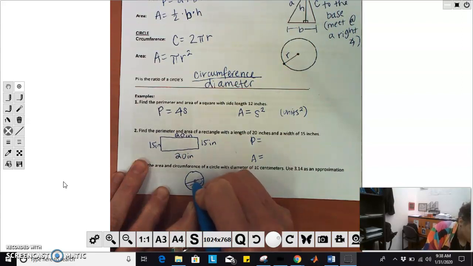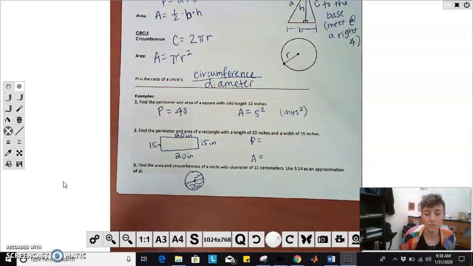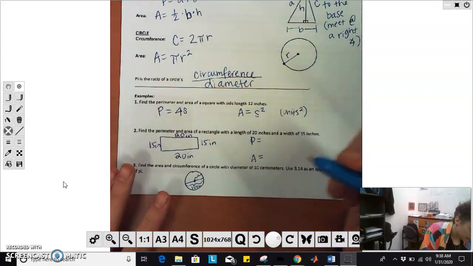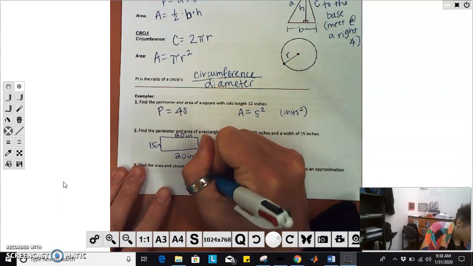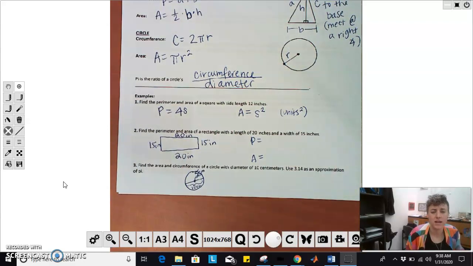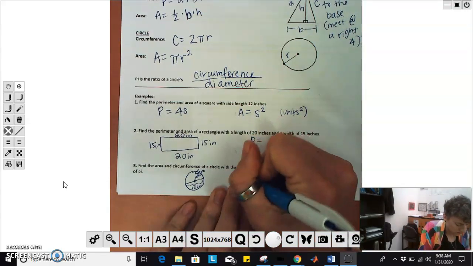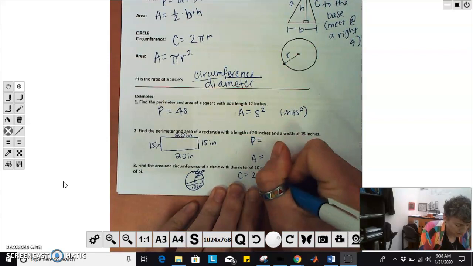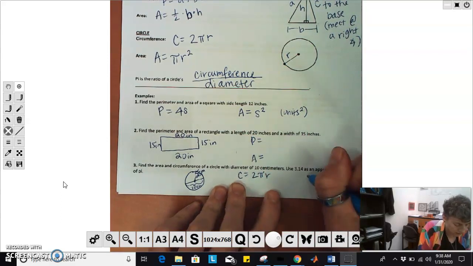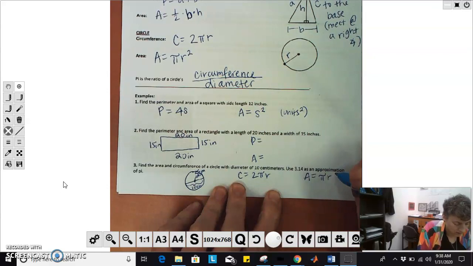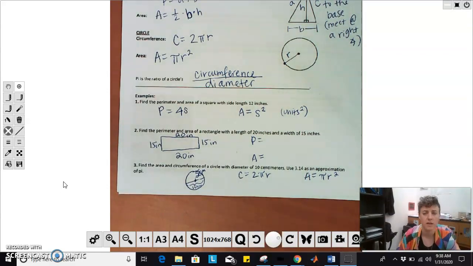So what does that mean for our radius? Our radius is only halfway across. So our radius is 5 centimeters. We're going to use 3.14 as an approximation of pi. So for your circumference, you're doing 2 times pi times r. For your area, you're doing pi times your radius squared. You're going to finish those 3 questions.